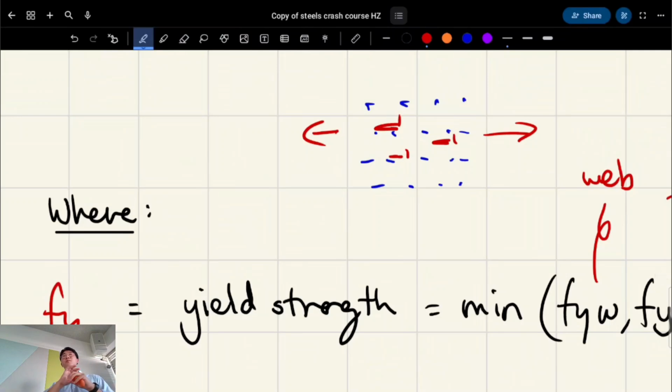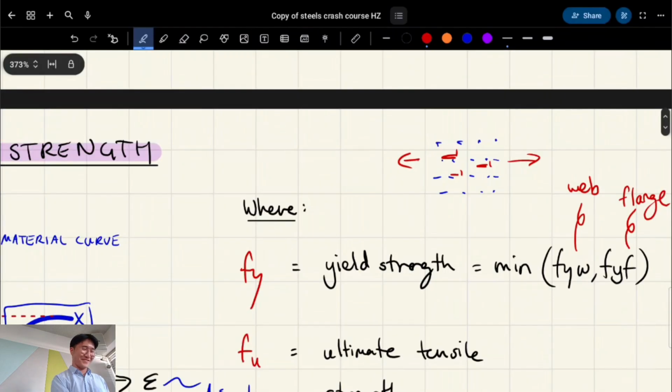But then there's eventually a point where it just breaks. It doesn't want to take any more, essentially. But this is called work hardening. And it happens in steel, aluminum, aluminium.